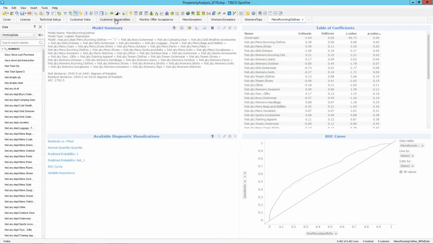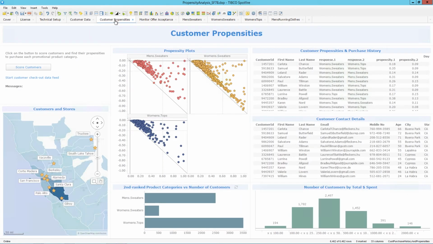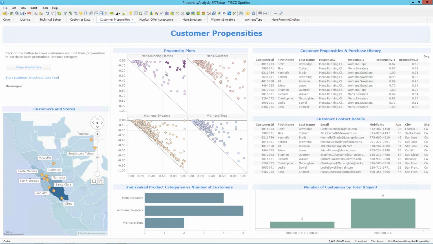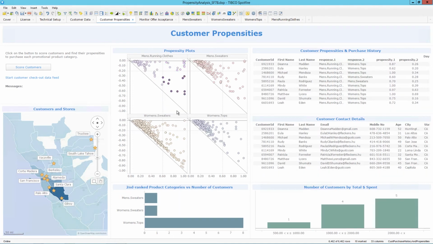Our marketing analyst returns to the dashboard and runs the four propensity models against our customer base to analyze the results. With the addition of a new product, the top products of our customers are re-ranked. Customers who would have been offered something else are now offered men's running clothes if they have a high enough propensity to buy. Those who are likely to buy a second product are made a cross-sell offer.